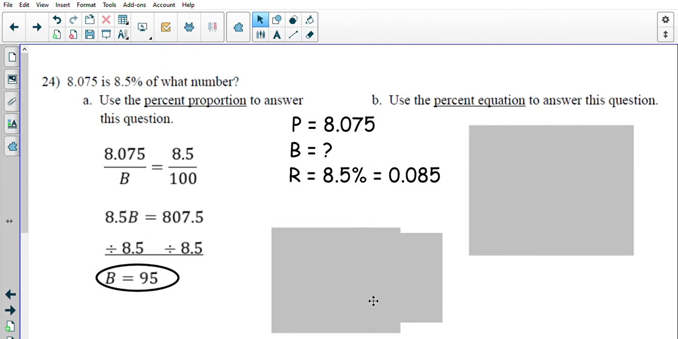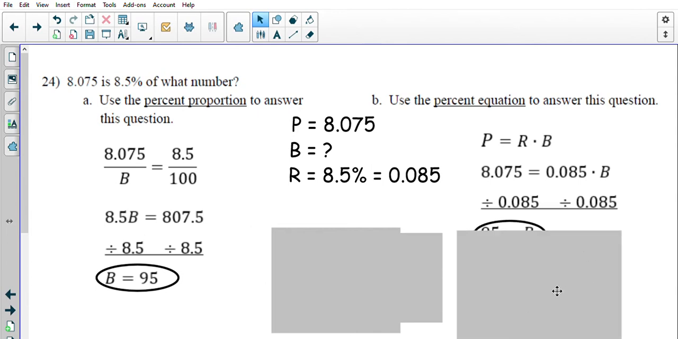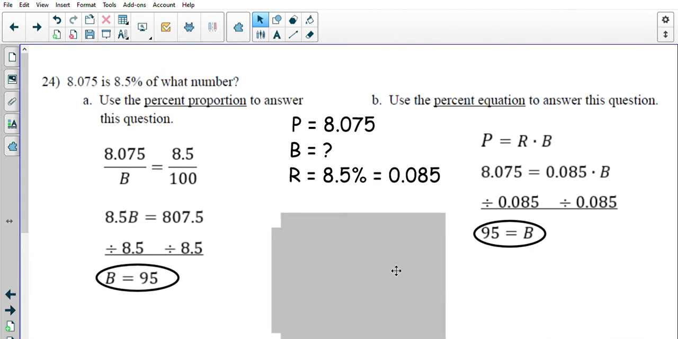Mommy's getting them. Part B, use the percent equation. So for this one, we have P equals R times B. It's going to be 8.075 equals 0.085 times B. We'll divide both sides by 0.085 as I drop the veggie chips to get a base of 95 as well.